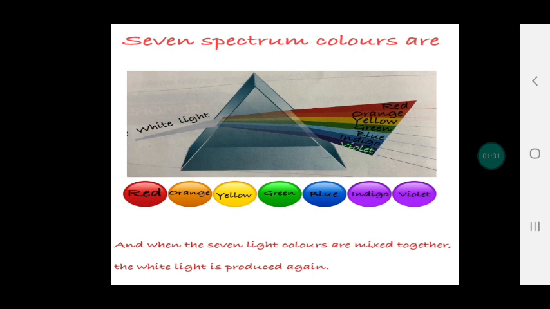So what are the 7 spectrum colors? The 7 spectrum colors, as you see in the figure, are in order: red, orange, yellow, green, blue, indigo, and violet. And when the 7 light colors are mixed together, the white light is produced again.